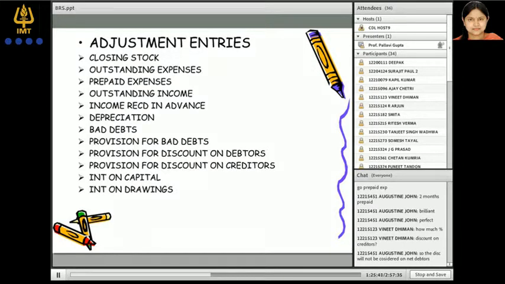So these are the possible list of adjustments which you can face at this level. I have tried to cover the adjustments which you may have, but I would not guarantee that these are the only adjustments. There could be various others, and you have to apply the same principles to them.